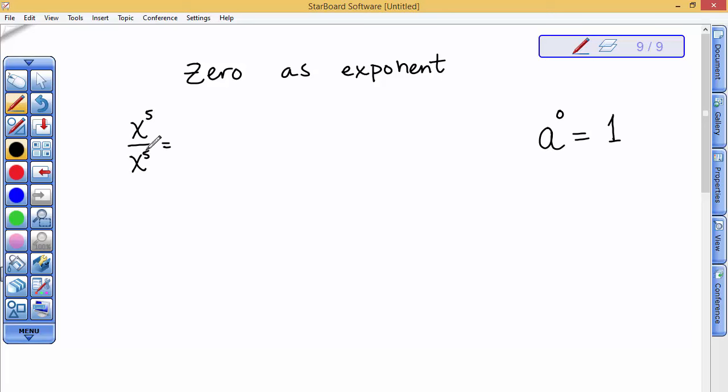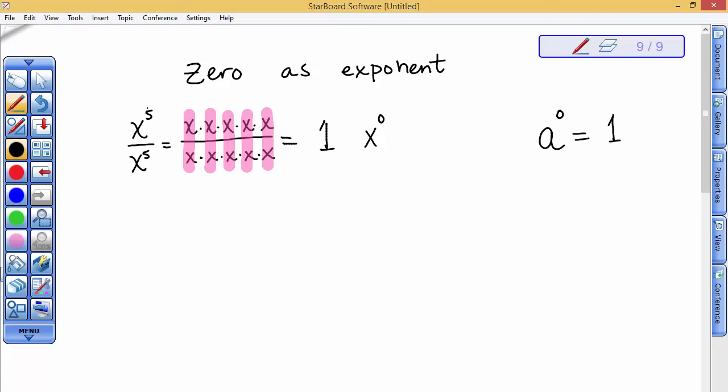However, upstairs I have x times x times x times x times x. And downstairs I have x times x times x times x times x. Well, I have 1 times 1 times 1 times 1 times 1, which equals 1. Not to mention that anything divided by itself is always equal to 1. Isn't 7 divided by 7 equal to 1? So isn't x to the 5th divided by x to the 5th equal to 1? However, the rule for division says that we would subtract the exponents, so we now say that anything raised to the 0 power is equal to 1.